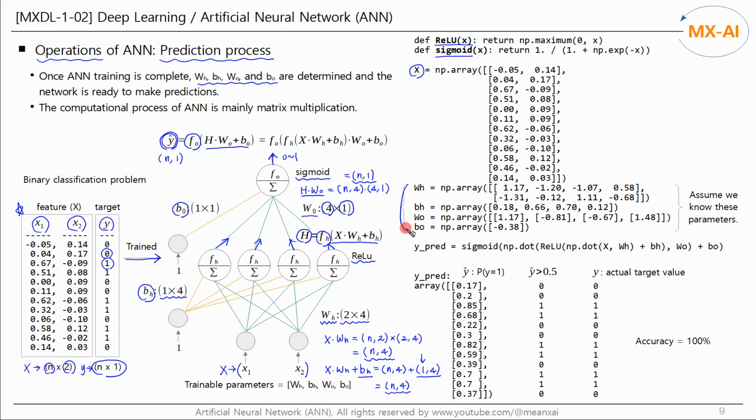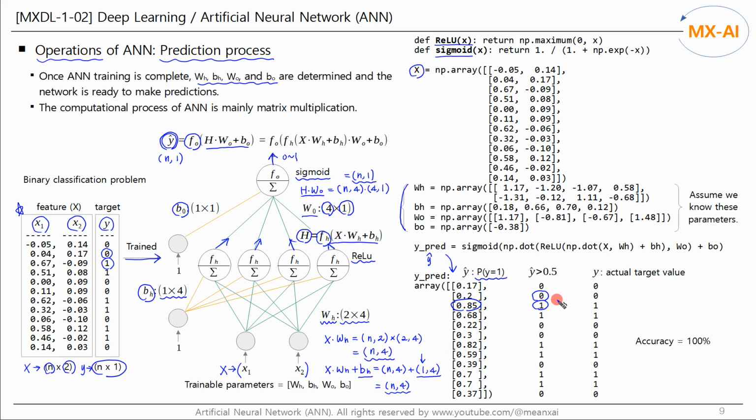Then the Y hat can be calculated like this. This is the final output of this neural network. The elements of the Y-pred matrix are as follows. These elements are the values of the sigmoid function, representing the probability that Y is 1. If this value is greater than 0.5, it is defined as class 1. Otherwise, it is defined as class 0.